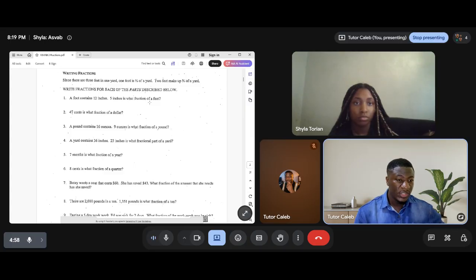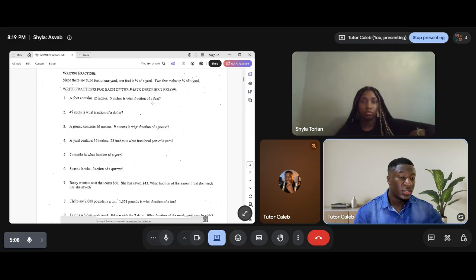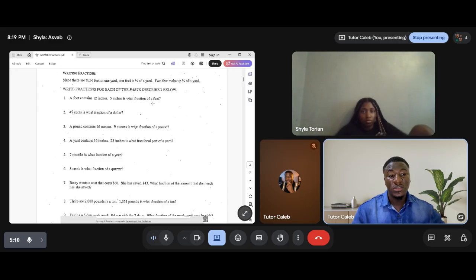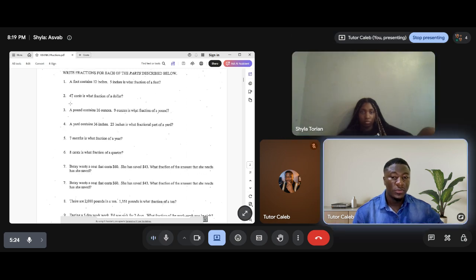Now, you will not say that the fraction will be 5 over 1. It's not correct, because you say 1 foot, but it doesn't have the same unit as the inches. That's why it doesn't work. Rather, you ask yourself, 1 foot is how many inches? It's 12. So your fraction will be 5/12. Make sense?